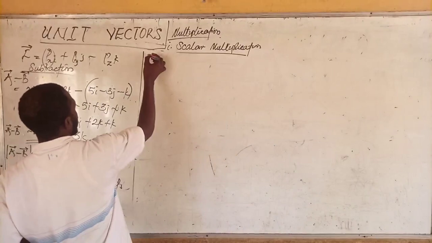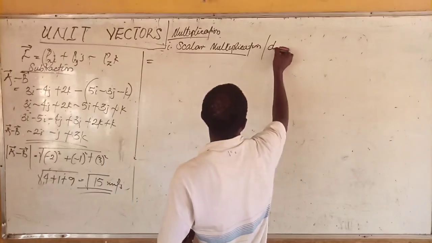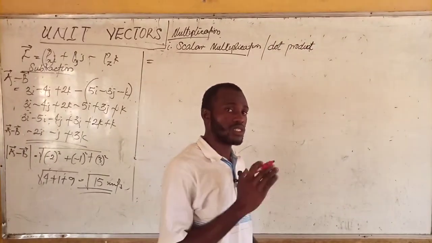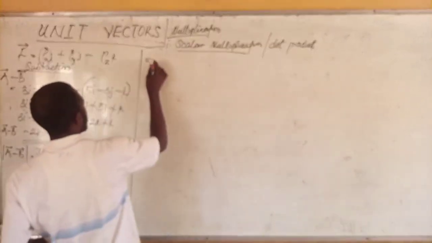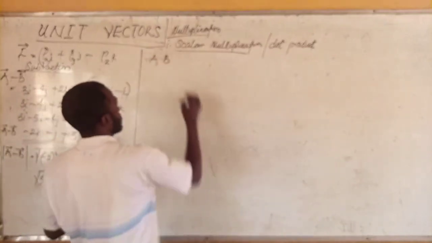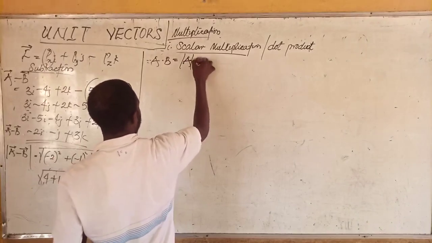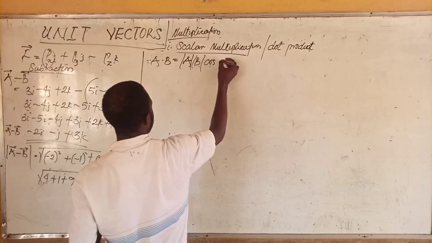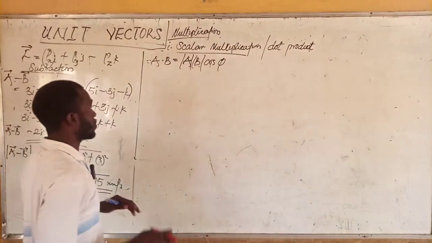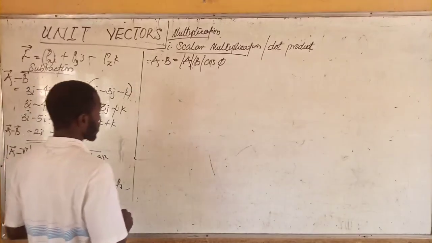Now, if I had my vector A, first know that scalar multiplication is also called the dot product. That is why if I said to find the dot product of my two vectors, it would be A dot B. It is given by the formula: the magnitude of A times the magnitude of B times cos phi, or cos theta, or any angle between them. The angle between them. This is the formula.